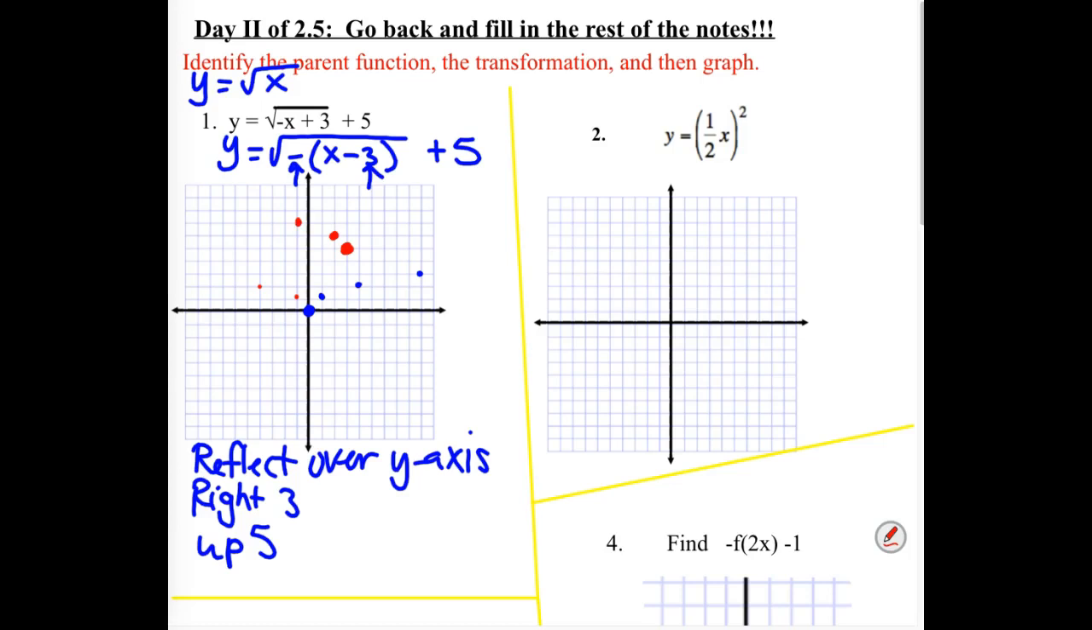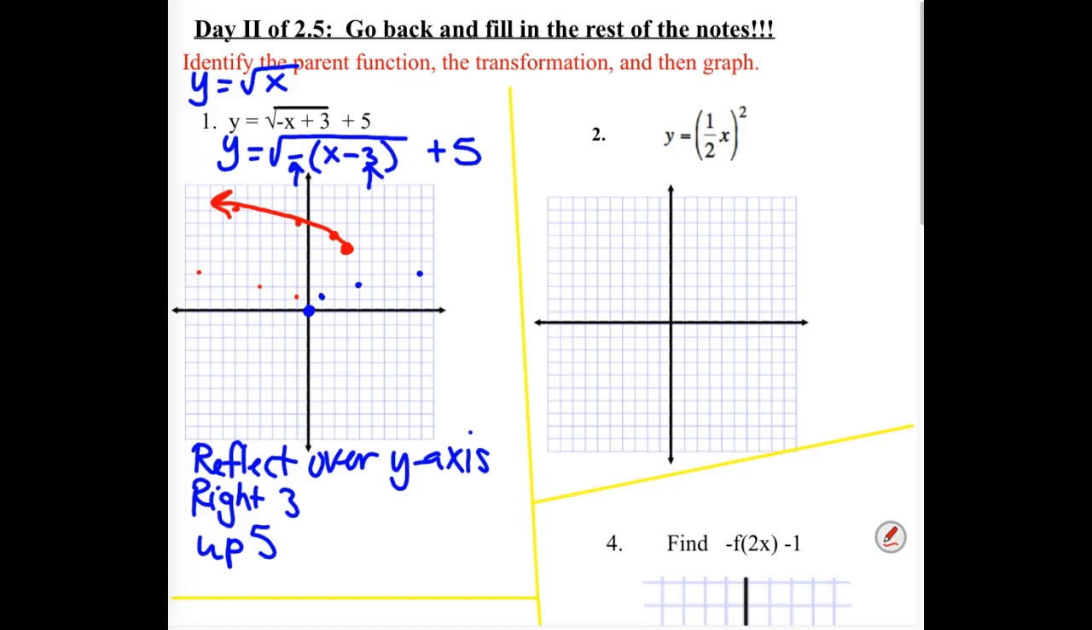And my last point, I'm at 3, 9. If I reflect it over the y-axis, I'm at negative 3, 9. And then I have to move it right 3 and up 5. And then draw it in. Now, on this one, there's only one arrow at the end, and we stop at that larger point, right? We don't go past that. So did it land where we predicted it would land?